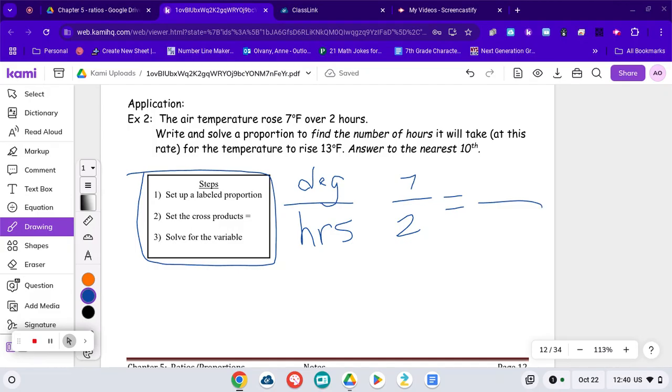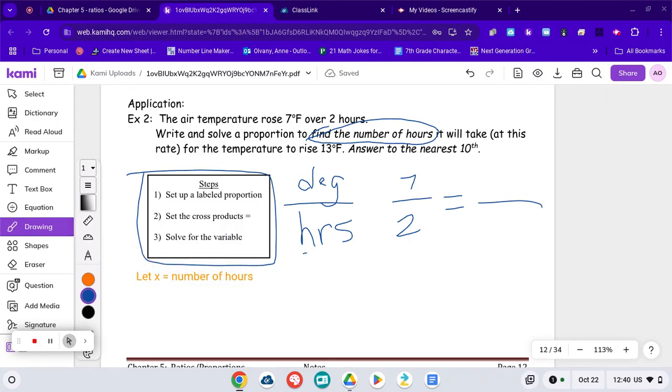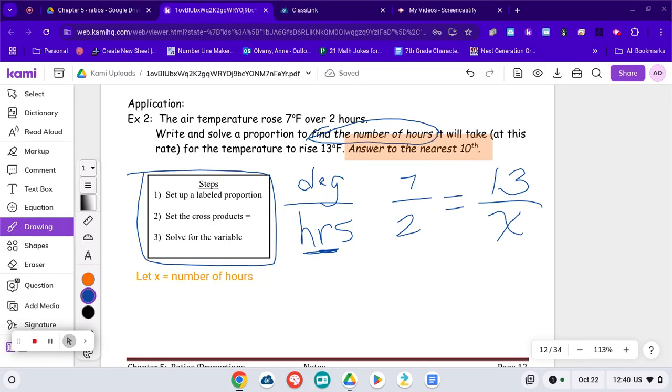Write and solve a proportion to find the number of hours. That's what you're looking for right there. So if we were to have a let statement, we would let x equal number of hours, okay? And look to see where hours are. Hours are in the denominator, so x is going to be here. How many hours is that at this rate for the temperature to rise 13 degrees? Again, I want to point out to you the reading of directions to round your answer to the nearest tenth.